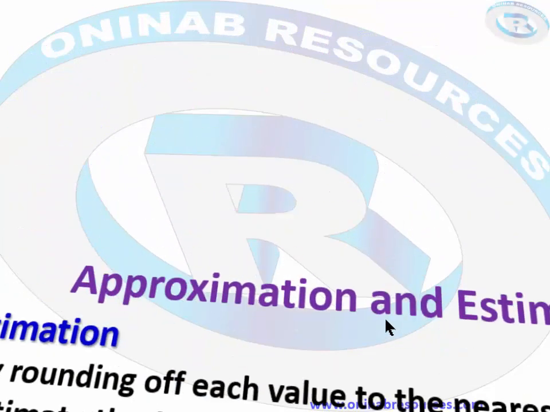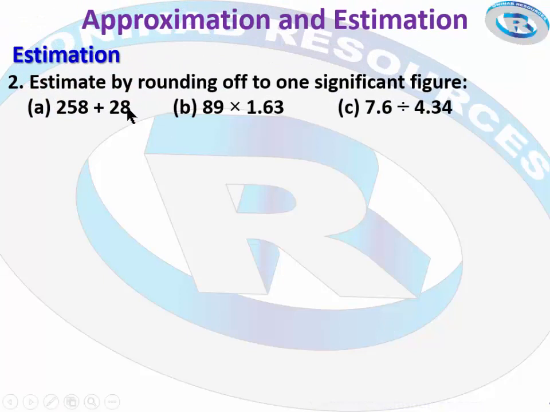We then go to problem 2. For problem 2, we are to estimate by rounding off to one significant figure: A, 258 plus 28, B, 89 times 1.63, and C, 7.6 divided by 4.34. It is always advisable, if you are rounding off large numbers, even small numbers, to quickly round off to one significant figure to ease your calculation, as we are going to see in this example 2 under estimation.